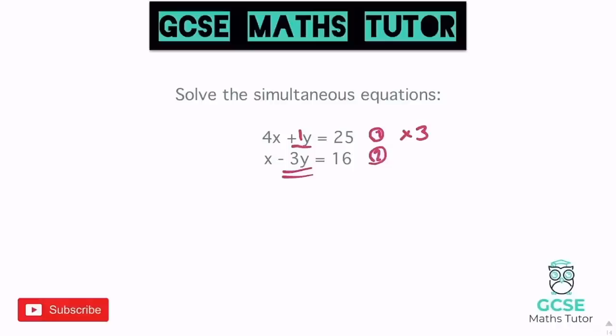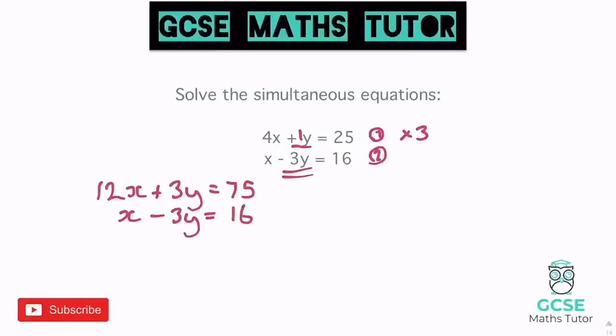If we multiply this top equation by 3, what does it become? So 4x would become 12x, the 1y becomes the 3y, and the number at the end will become 75. And that's my top equation. Now I'm going to rewrite the other one below it, which was 1x minus 3y equals 16.